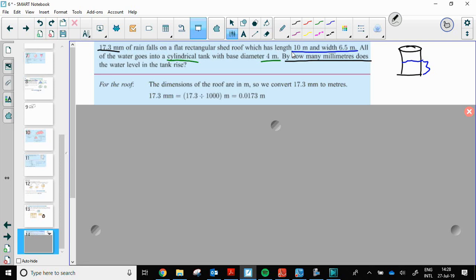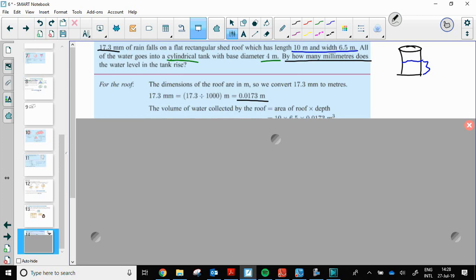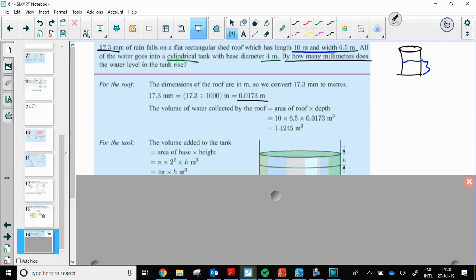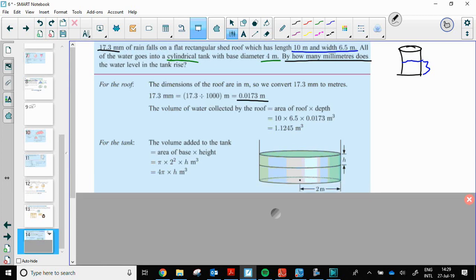So we've got our rainfall there, and we're going to multiply that by the area of the roof to get a total volume here, 1.1245 cubic meters. Now we're going to put that into a cylindrical tank. So the tank's got a diameter of 4, radius of 2. The total volume that we're therefore going to add to the tank is going to be 4 pi multiplied by whatever the extra height of water happens to be that we add in here.